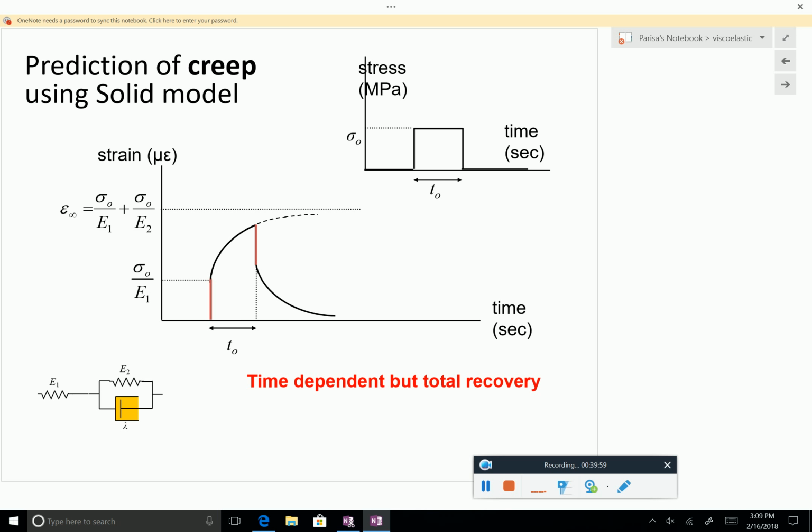In the beginning, you have sigma 0 over E1, and then you are going to have this, which at some point, if you don't unload, is going to be sigma 0 over E1 plus sigma 0 over E2. But if you unload, you get exactly sigma 0 over E1 down, and eventually it's going to go to 0. So don't make this go to 0 like that, because that's not the case. It's exponentially dependent. So it's time dependent, but we have total recovery. This is important.